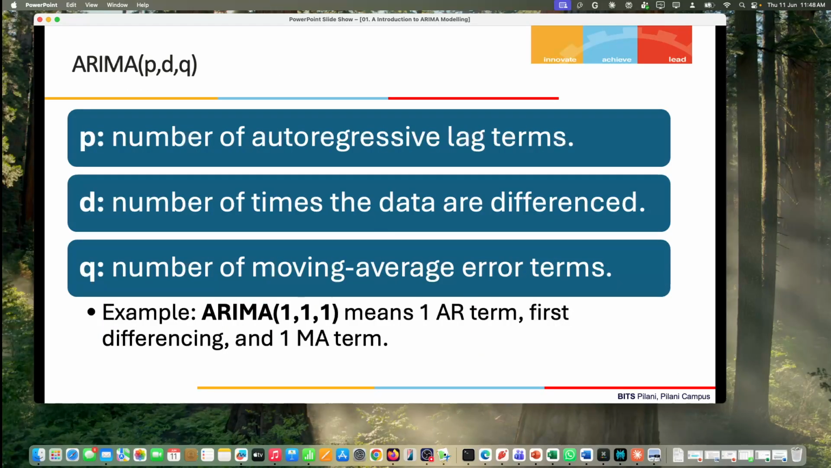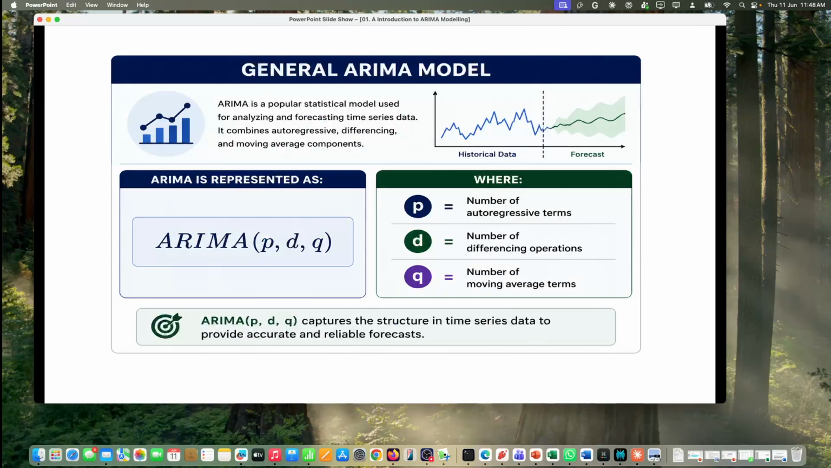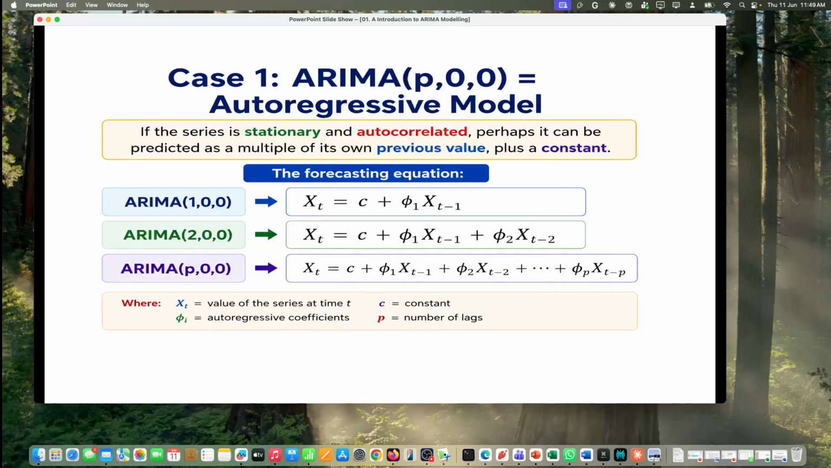P is the number of autoregressive lag terms. D is the number of differencing, how many times your data is differenced to make it stationary. Q is the number of moving average error terms. When you say ARIMA(1,1,1), that means an AR1 term, first differencing and an MA1 term. So P denotes the number of autoregressive terms, D the number of differencing terms, and Q the number of moving average terms, that is, how many past errors we use. That's the main idea.